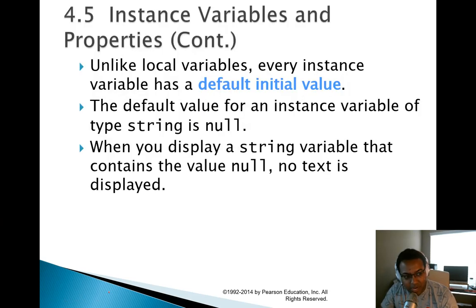Unlike local variables, every instance variable has a default initial value. The default value of an instance variable of type string is null. When you display a string variable that contains the value null, no text is displayed. Now, what does null mean? Let's go a little deeper into what null actually is. Null doesn't mean zero. Zero is a value. Zero is data. Null actually means there is nothing in that memory location.